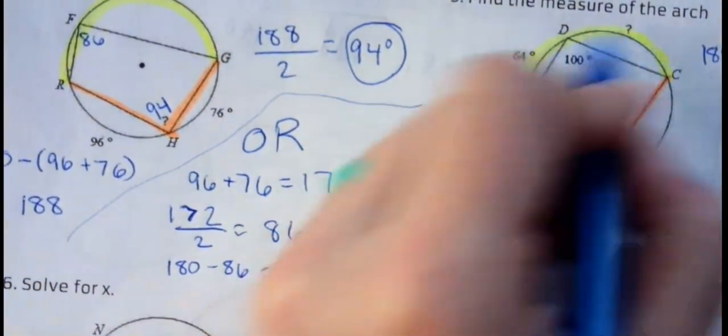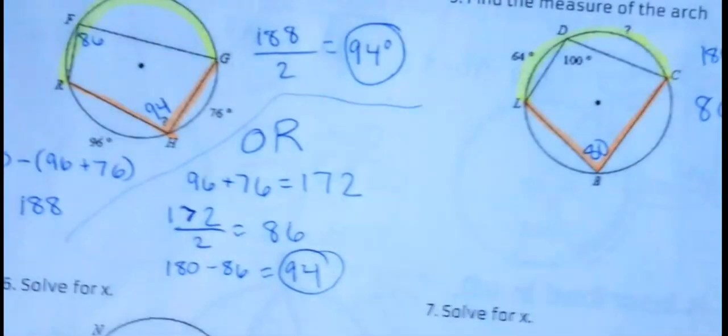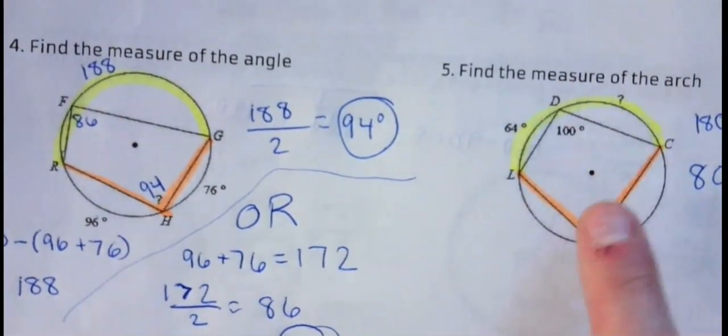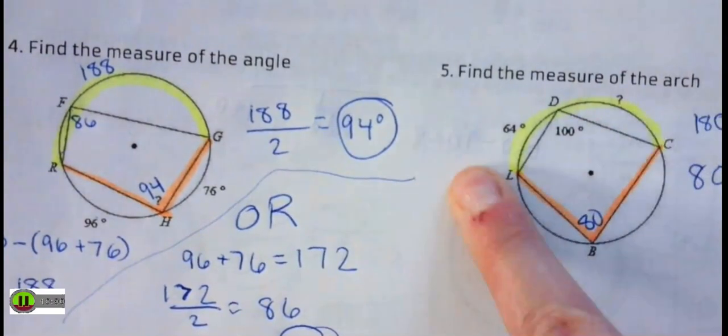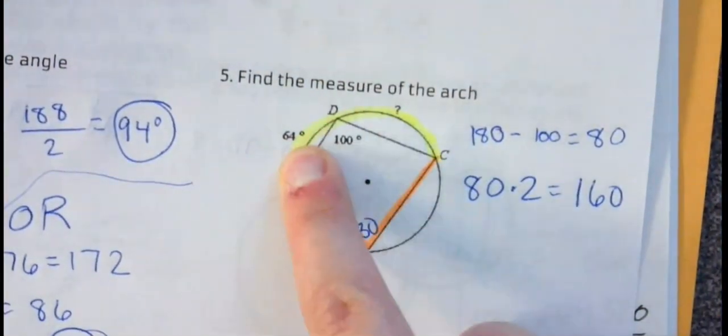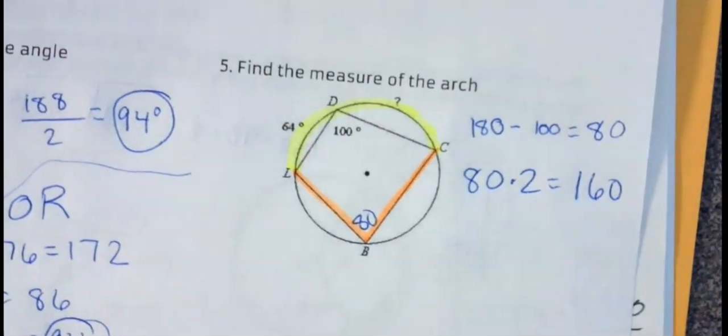Then we can figure out what this entire arc is by multiplying this by 2. How did I know to multiply it by 2? Because we're looking for this piece, so we eventually need to get this arc. And if I have this angle, in order to get the arc, I need to multiply by 2. So 80 times 2 is 160. So this entire yellow arc here is 160.